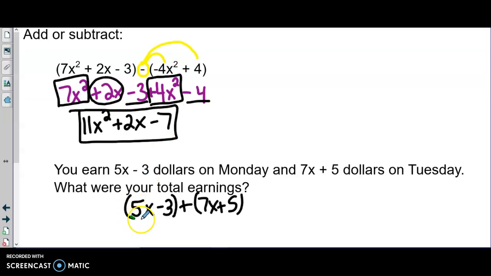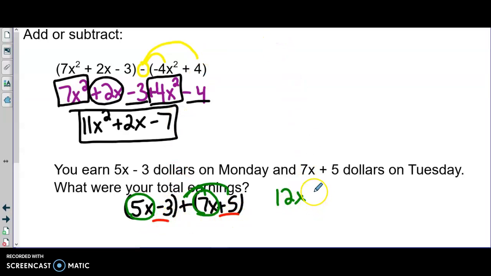So we are going to combine like terms. I don't have to distribute the plus sign since it's positive. You can distribute it, but everything just stays the same. So 5x + 7x is 12x.